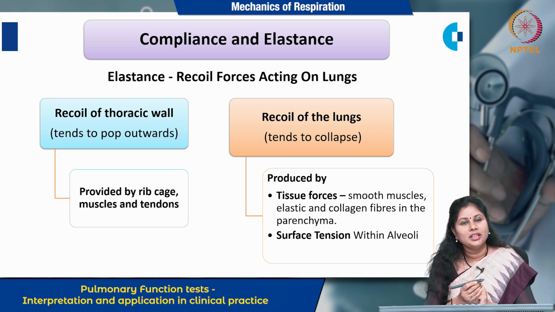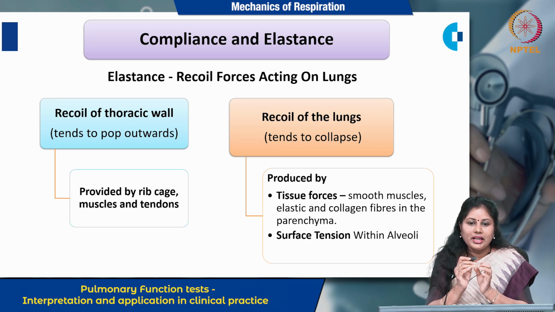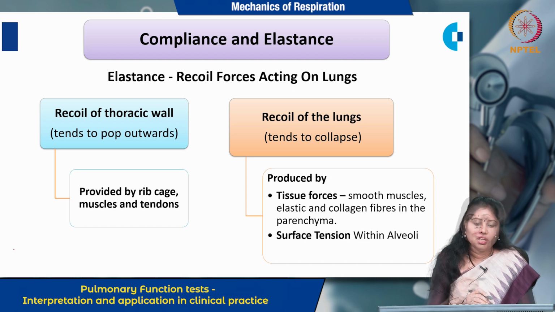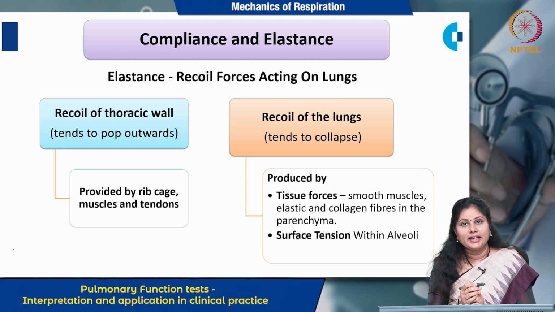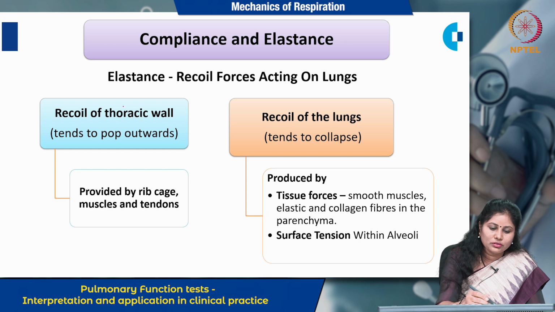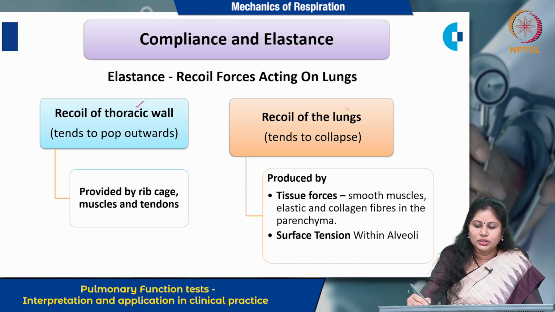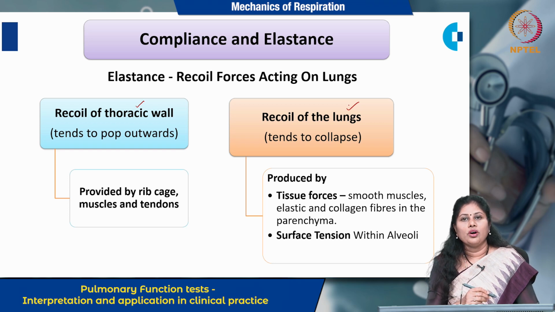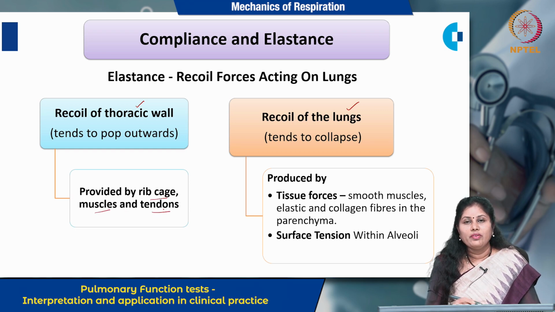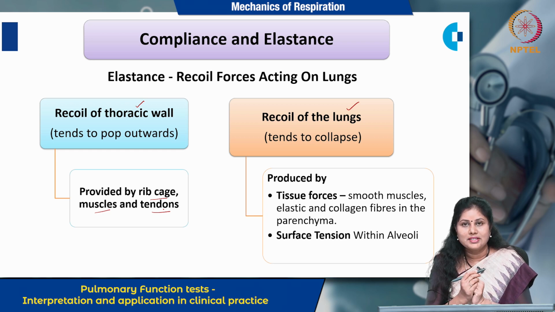Now what is compliance? The ease with which the lungs are distensible, the distensibility, is called compliance. In order to distend the lungs, we need to overcome two important elastic forces. One is the recoiling force of the thoracic wall, the other is the recoiling force of the lungs. The thoracic wall usually tends to pop outwards, so it expands. This is provided by the rib cage muscles and the tendons. Whereas the elastic recoil of the lungs is the tendency to collapse inwards inside the thoracic cavity.